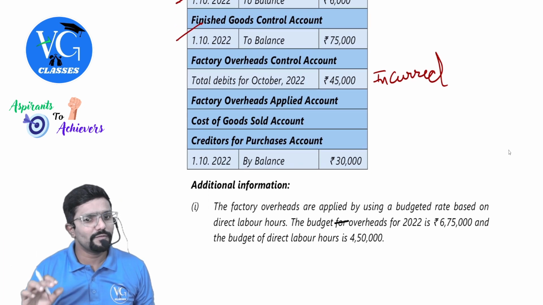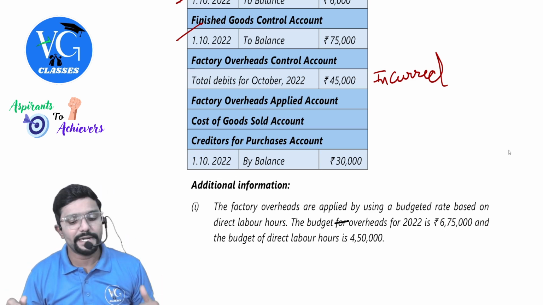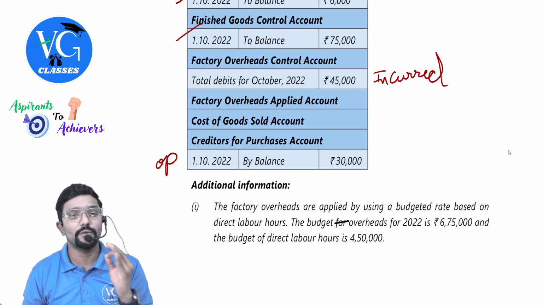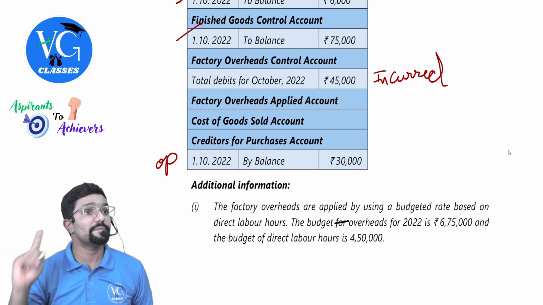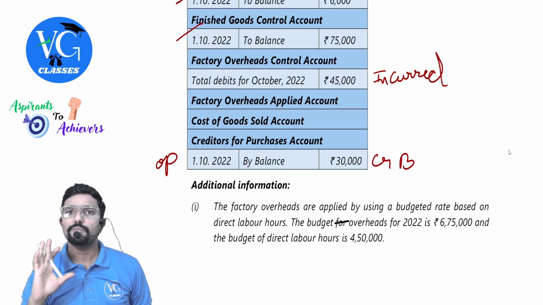Nothing is given. Cost of goods sold account. Okay. Creditors for purchase account. That means you have purchased on credit basis. Opening balance, how much is this? 1st October, 30,000, by balance. That means credit balance. Hope you guys got it.